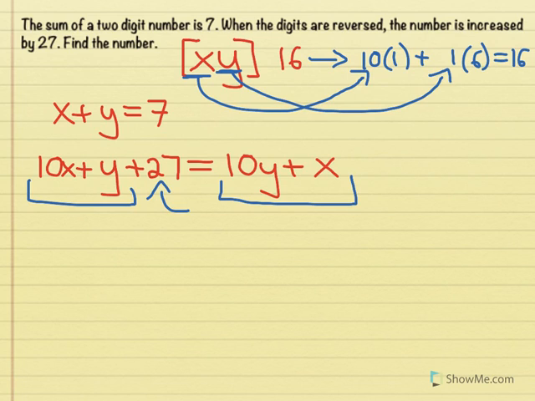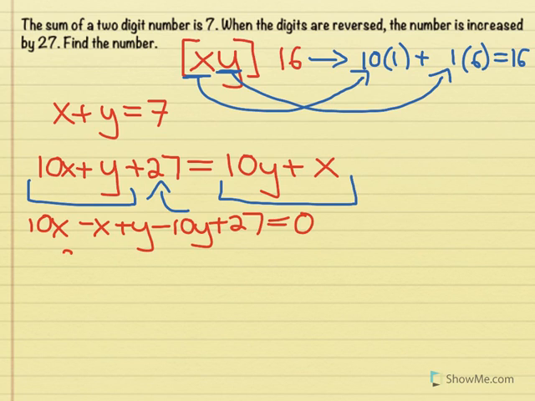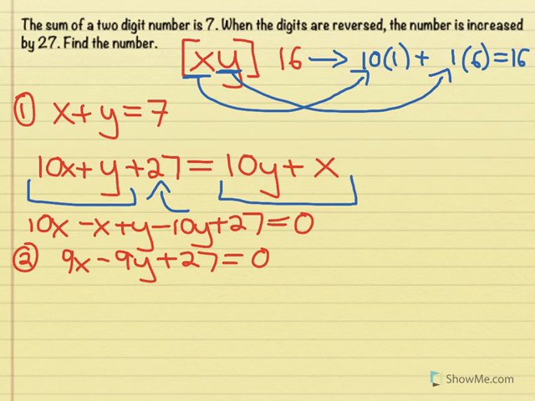So I'm going to do some algebra with this second equation. I'm going to bring everything to the left side. So it's 10x minus x plus y minus 10y plus 27 equals 0. This simplifies to 9x minus 9y plus 27 equals 0. Now I'm going to call this equation 2 because it's nice and clean now, and this equation 1, and it's just a system of equations.